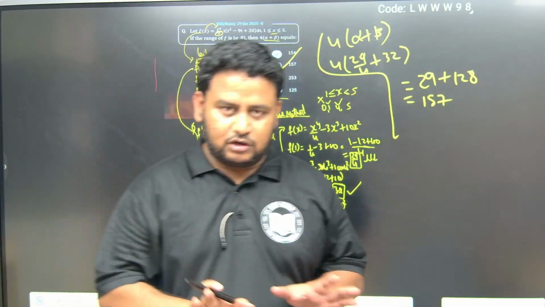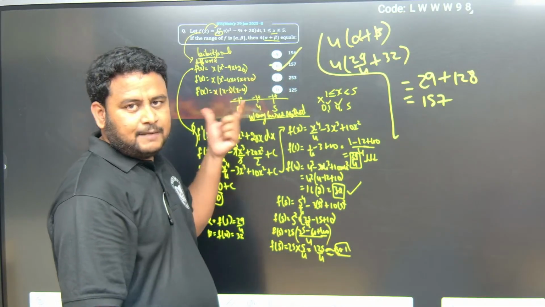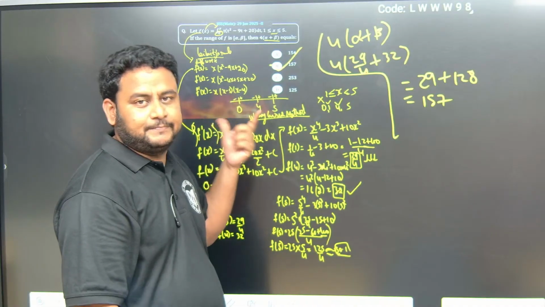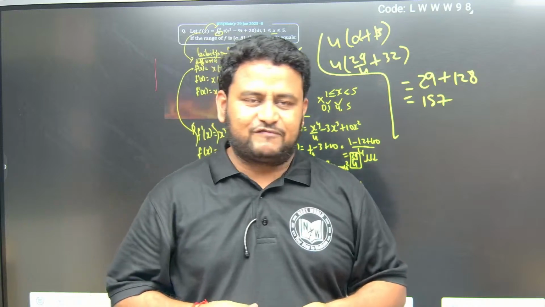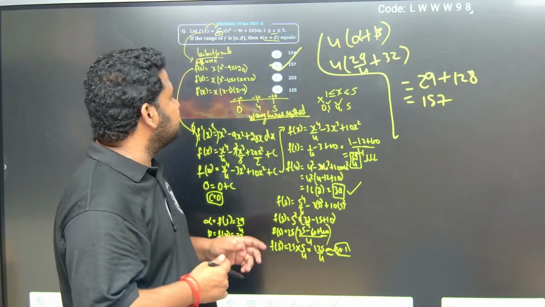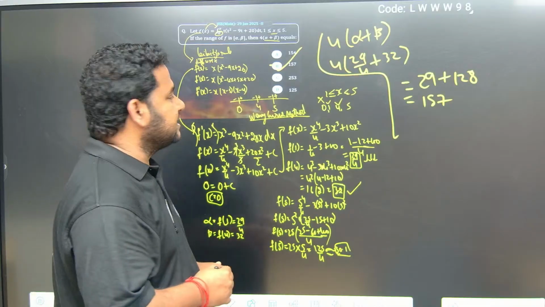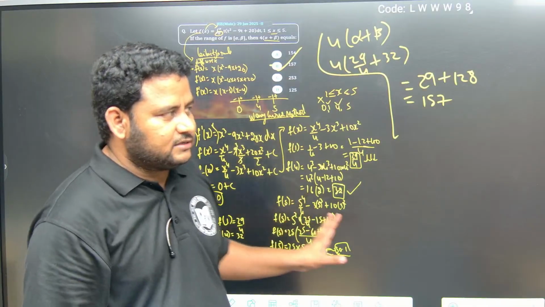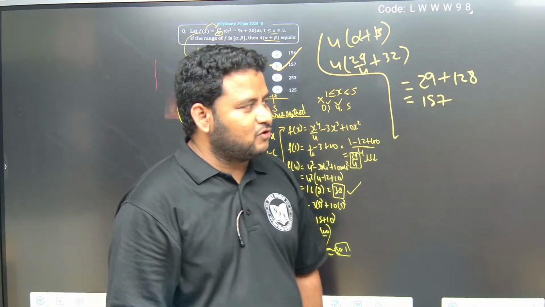I hope it is clear to all of you. The most important thing is applying Leibniz rule. Applying Leibniz rule is the key step in this question. Clear, friends? So the answer to this question is 157, JEE Main 2025, 29 January, second shift question. Got it? This is how we have to solve this question.